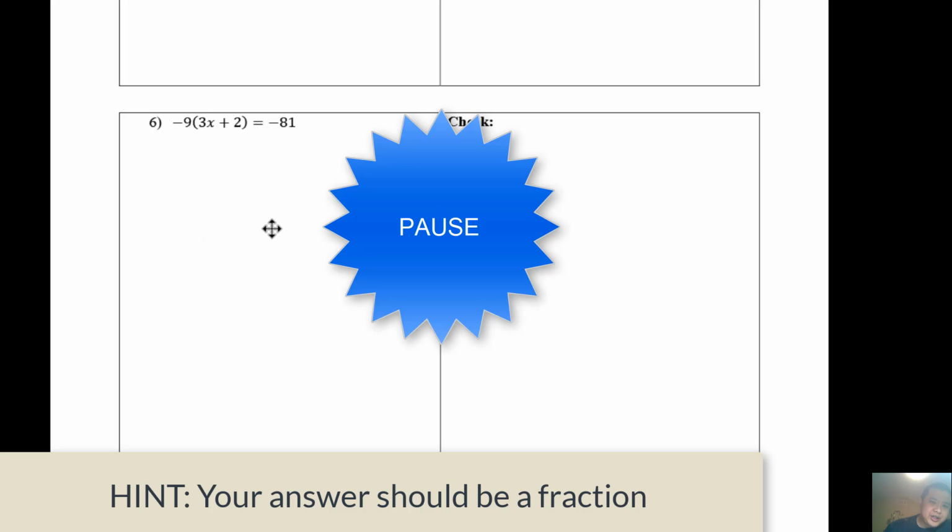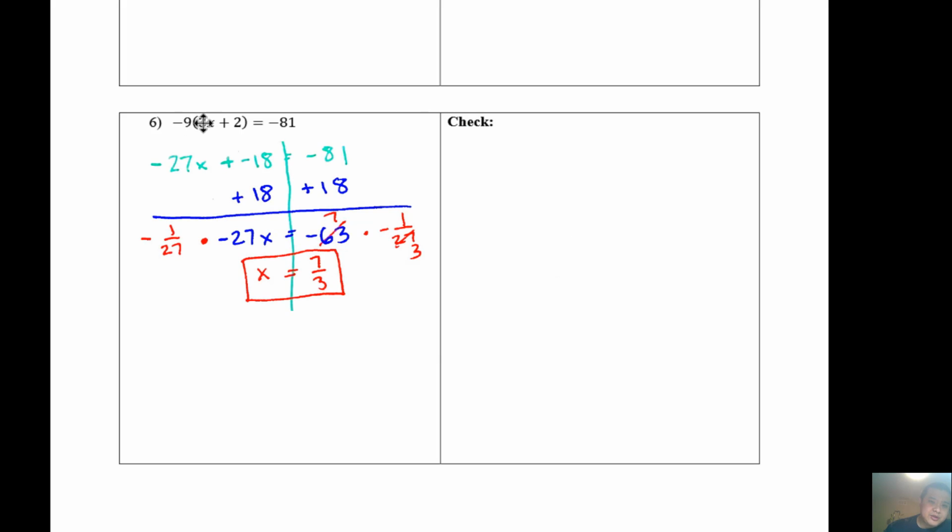What we do first here is we're going to distribute, so negative 9 times 3x is negative 27x, negative 9 times 2 is negative 18. To get rid of the negative 18, we add 18 to both sides, and that gets us negative 63 on this side, and then just negative 27x on the other, multiplied by the reciprocal of the coefficient, and then cross cancel, because 9 goes into 63 7 times, and 9 goes into 27 3 times. Then 2 negatives cancel out. We get positive 7/3.